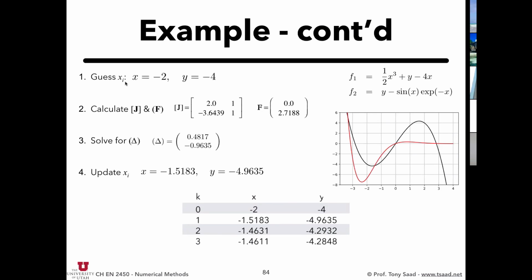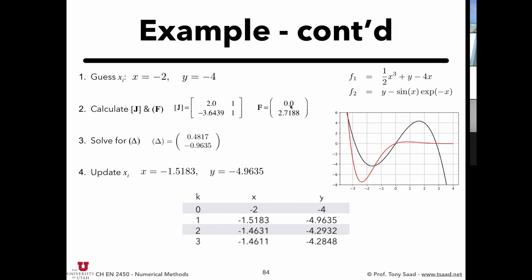But just to illustrate how you would tackle this, we're starting with an initial guess at -2 and -4. Then you calculate the Jacobian and the function values at those values, x and y. You just simply plug in the values, calculate a number, and fill in the blanks in the matrix for the Jacobian. And in the function, the residual functions f1 and f2, it just so happens that f1 is equal to 0.